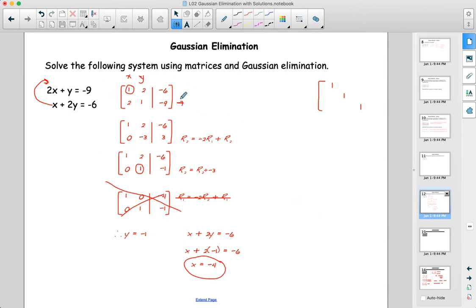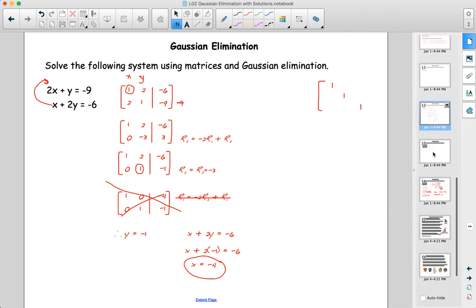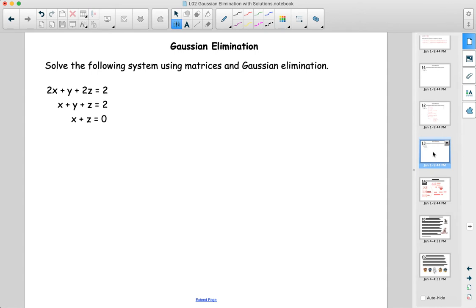All right, so I've explained and shown to you how Gaussian elimination would work on a 2x2. The next question you're going to do is Gaussian elimination on a 3x3. And again, a time to ponder, pause.